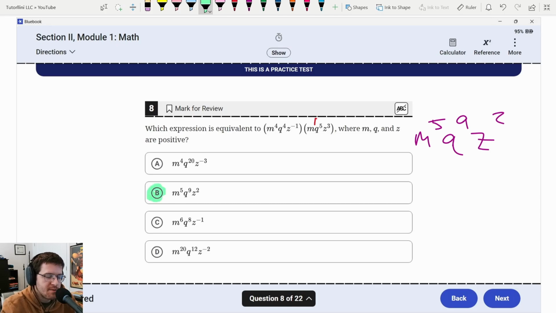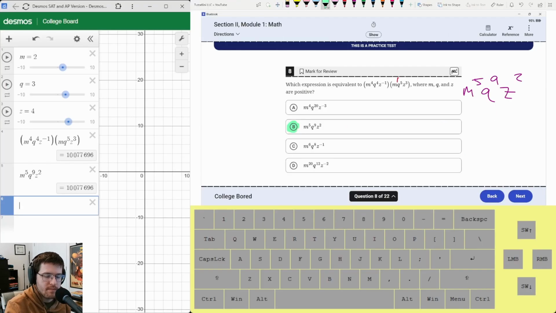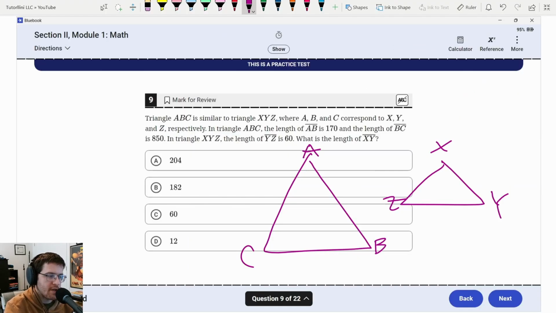We could also do this on Desmos, so let's go do that. Okay, so I just picked random positive numbers for m, q, and z. And then I typed in the original and then our answer, and you can see we get the same thing. I bet if you typed in A, C, or D, you would not get the same number, so they would be wrong.